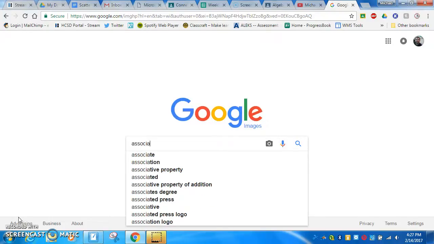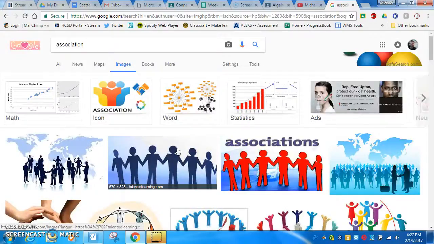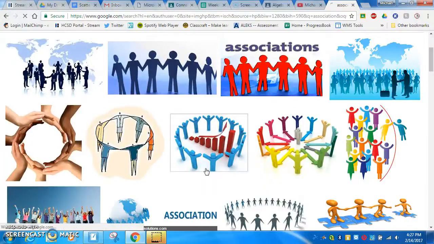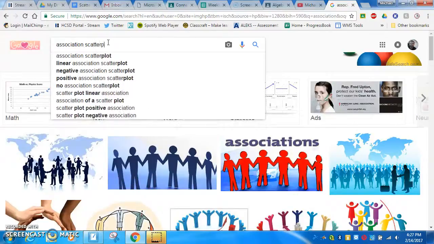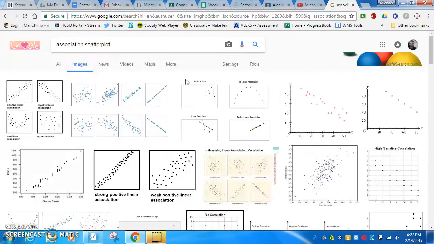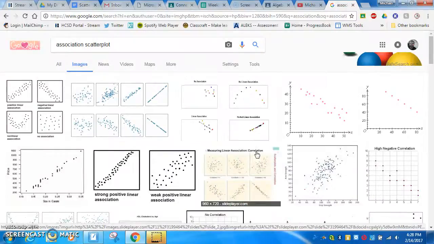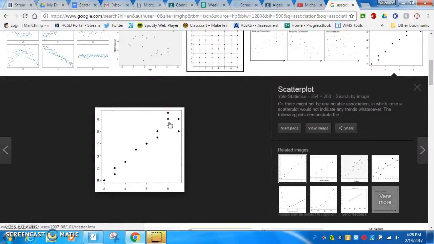But in order to practice this with you, I'm literally just going to Google image association. You're going to notice, oh, association is like people together? What? So instead, I'm going to type association scatter plot, and then I think we're going to see some really, really good examples. Any association that is trending downwards, guys, I hope you understand that that is a negative association, whereas any association generally trending upwards, such as this guy, is positive.